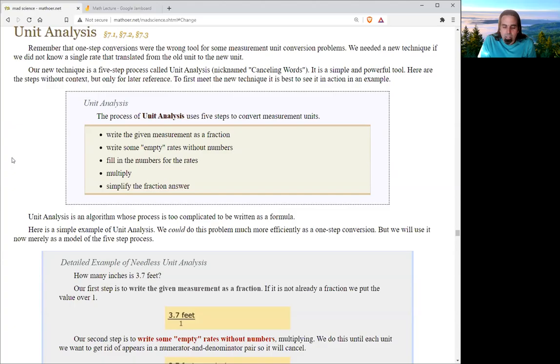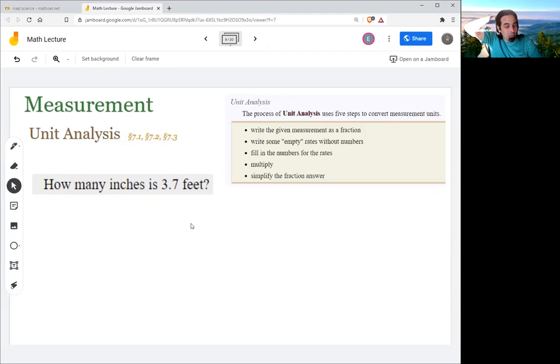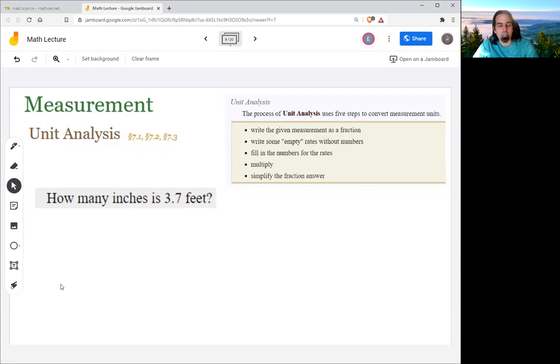Unit analysis has a 5-step process. And if I was to try and read it out loud to you without doing anything, it would make no sense at all. So I am just going to show you an example problem of how many inches are in 3.7 feet. There are other ways to do this one, but I'm going to use a problem that's kind of easy, so that you get this slightly complicated unit analysis process. Then we will move on to harder problems that you can't do the other ways and see how this works. It even solves those too. So how many inches is 3.7 feet?